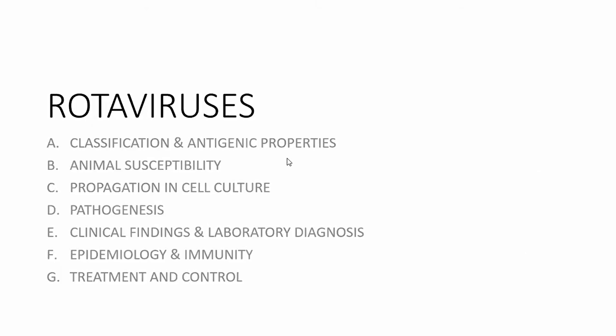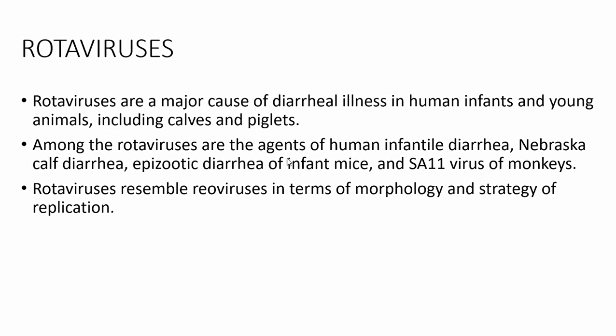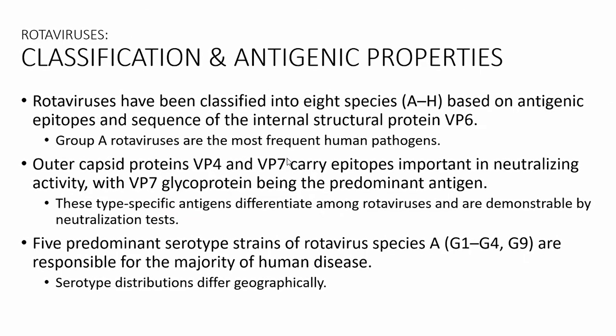Now, the rotaviruses are a major cause of diarrheal illness in human infants and young animals, which includes calves and piglets. But it doesn't mean that they will not infect adult humans and animals, because infections in adults are also common. Among the rotaviruses are the agents of human infantile diarrhea, Nebraska calf diarrhea, epizootic diarrhea of infant mice, and the SA11 virus of monkeys. Rotaviruses resemble reoviruses in terms of morphology and strategy of replication.